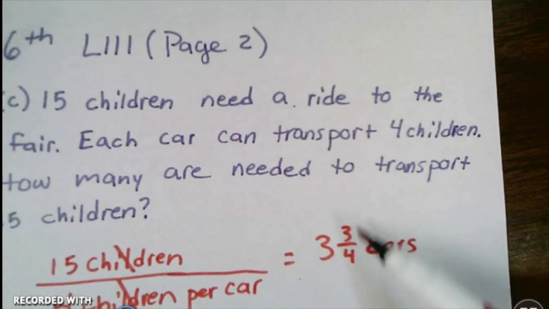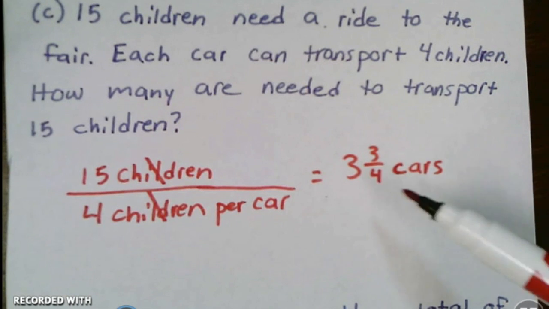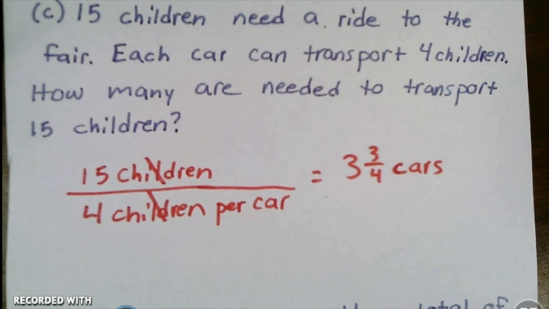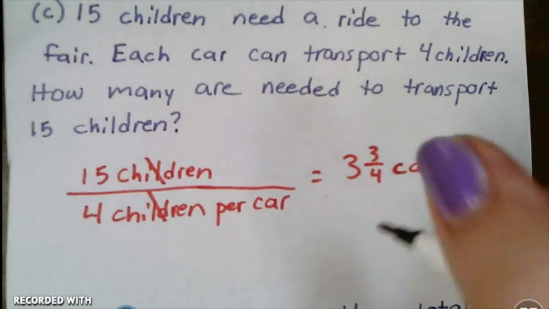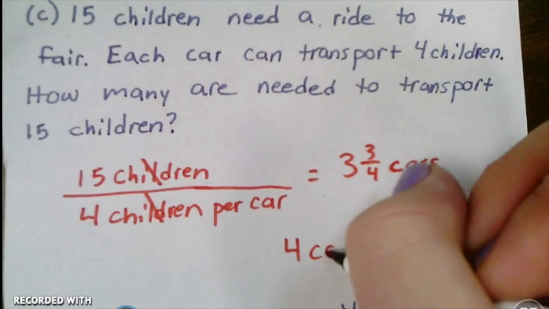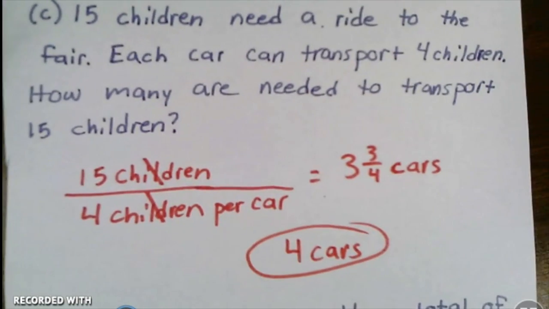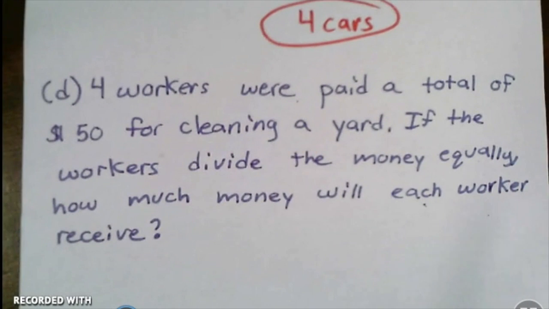So can we have 3/4 of a car? No, we can't have 3/4 of a car. So we're going to need a whole other car to transport all of the children. So that means that we're going to need a total of 4 cars. See how that was? Even though it was the same numbers, our answer is different based on the question.